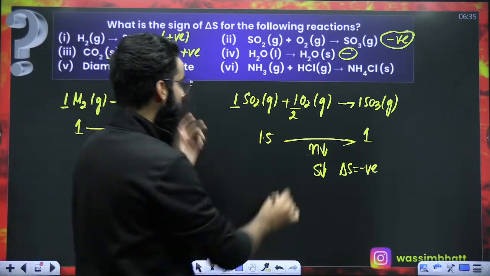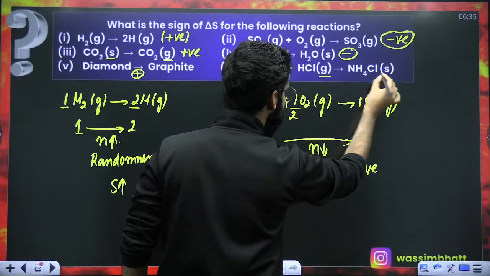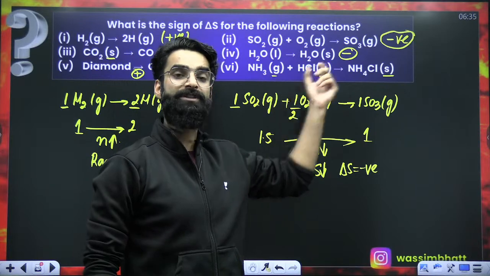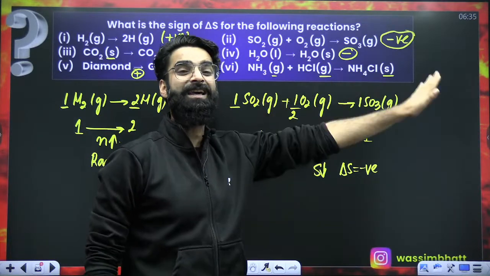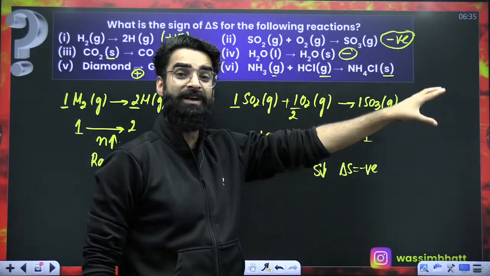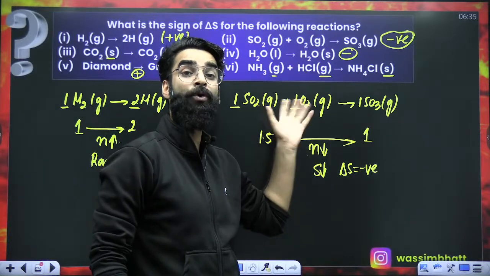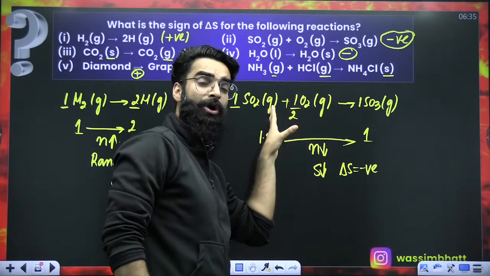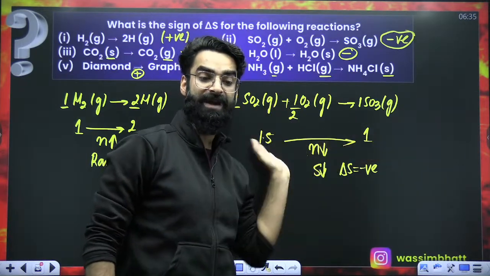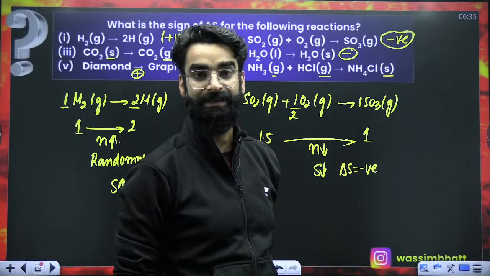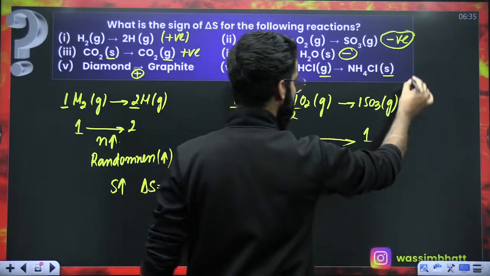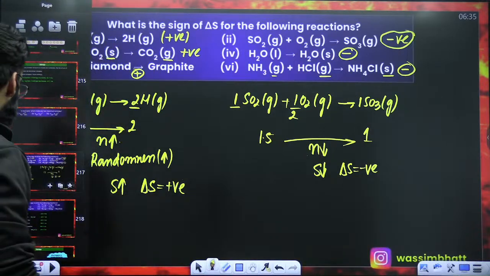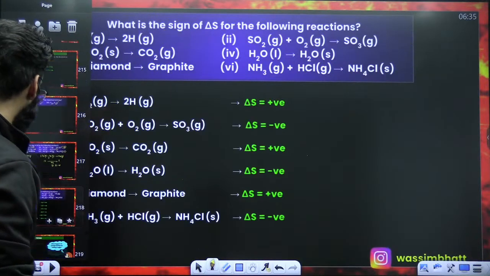Now, on the reactant side, you have got gases. On the product side, you have got solid. So gas is getting converted into solid. If gases are getting converted into solid, gases have got more randomness. Solid, less randomness, less disorderness. So more disorderness towards less disorderness. That means during the process, disorderness is decreasing. Entropy is decreasing. If entropy is decreasing, delta S sign has to be negative. I hope all these things are absolutely clear to you.